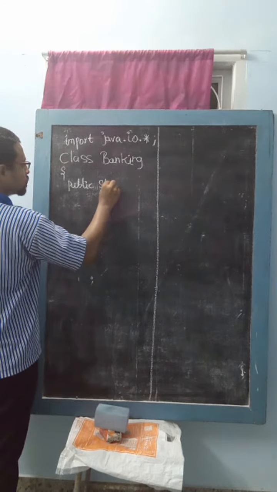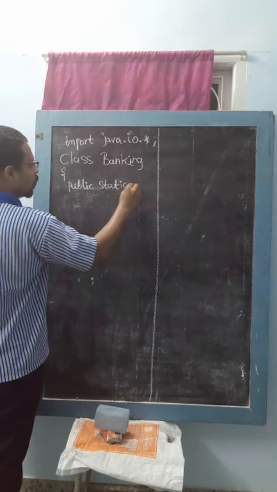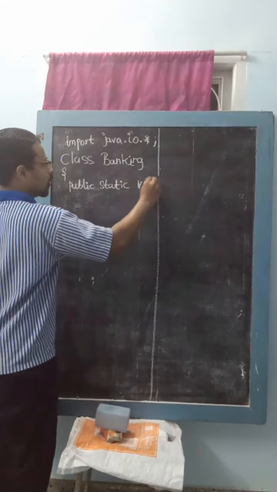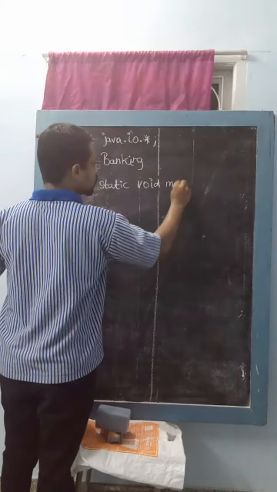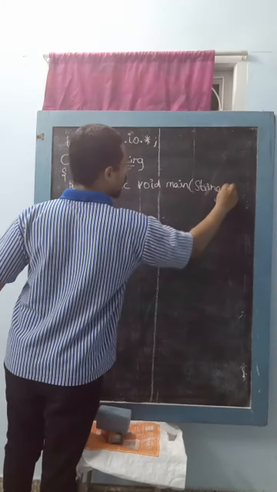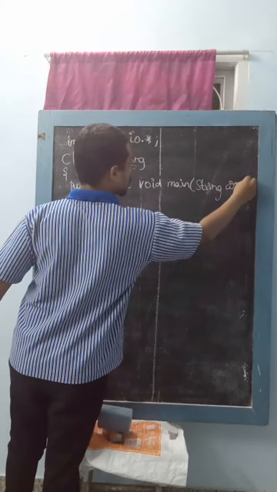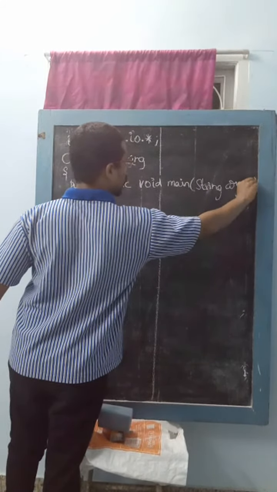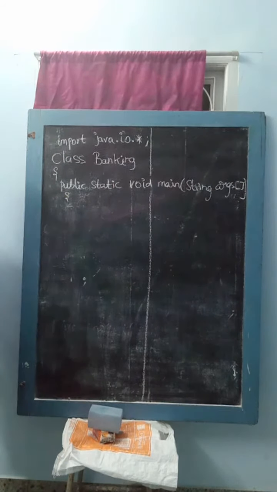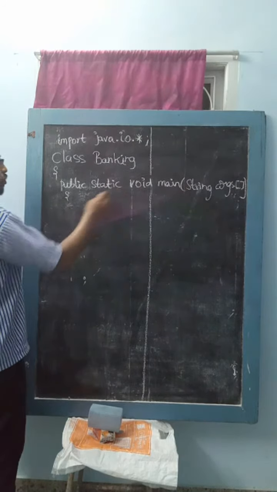static void. This line alone I am just writing fully. Void main, String args, just an array closing. Okay, I'm just opening the main function.